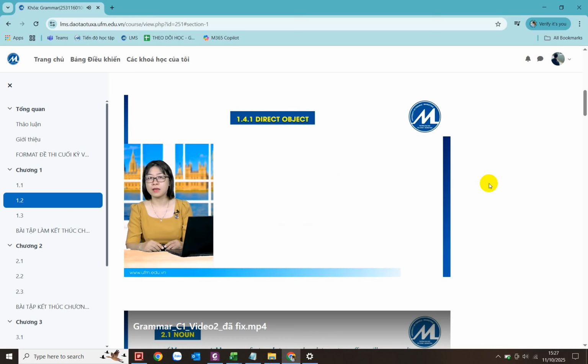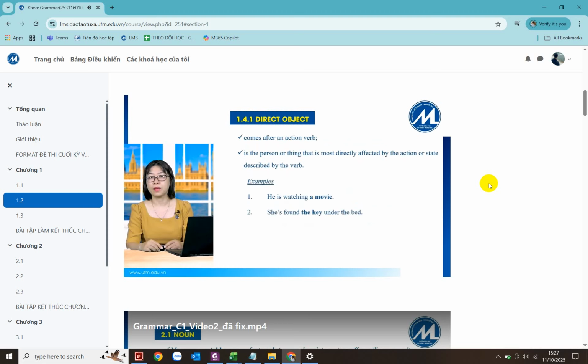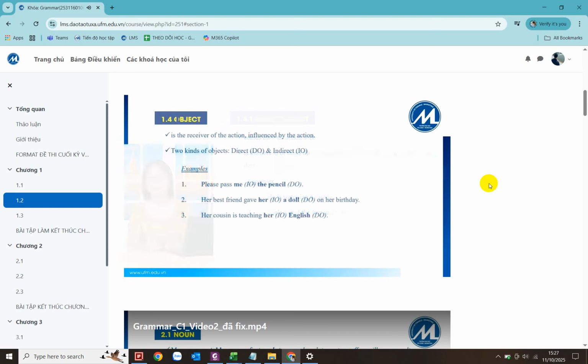First, the direct objects come after an action verb. The direct object is the person or thing that is more directly affected by the action or state described by the verb. For example, he is watching a movie. She found the key under the bed. So right here, movie and the key are directly affected by the verb.